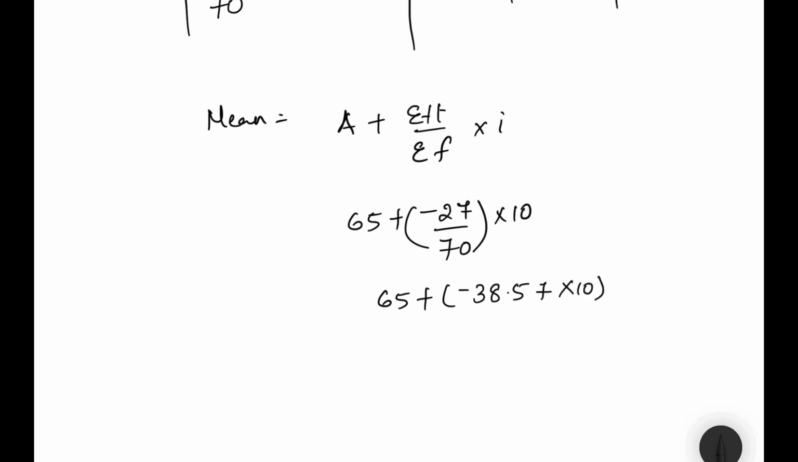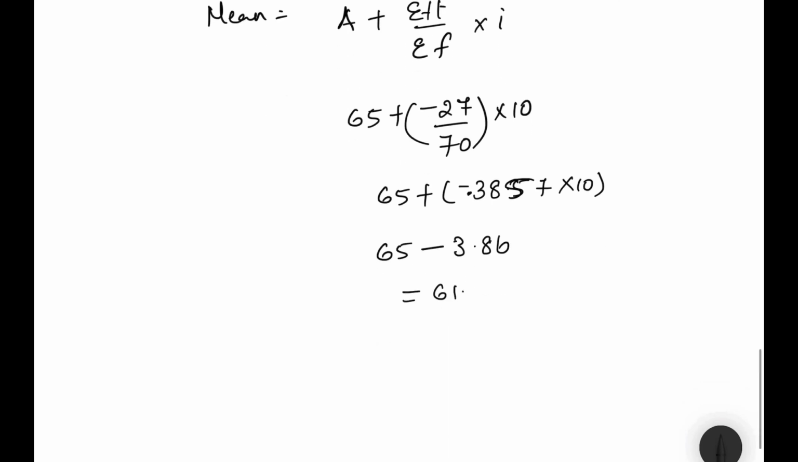0.385 into 10. That is equal to 65 minus 3.85, so 65 minus 3.86. So your answer will be 65 minus 3.86 equal to 61.14. That will be the final answer.